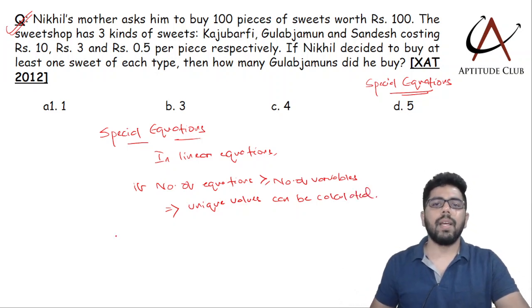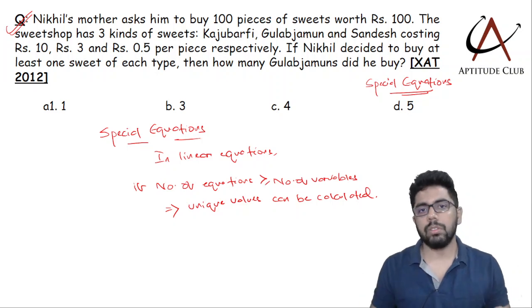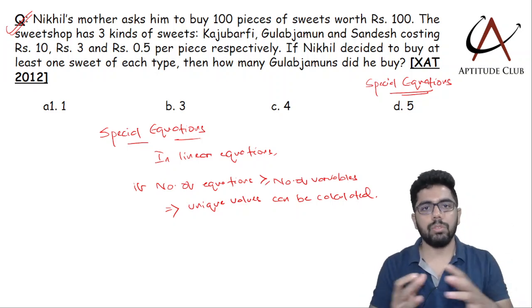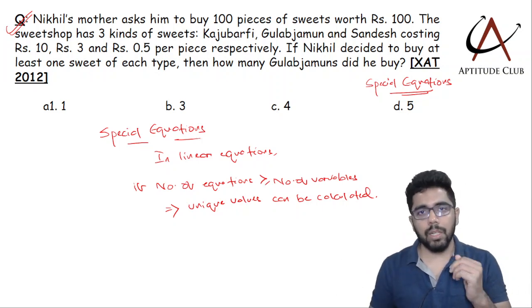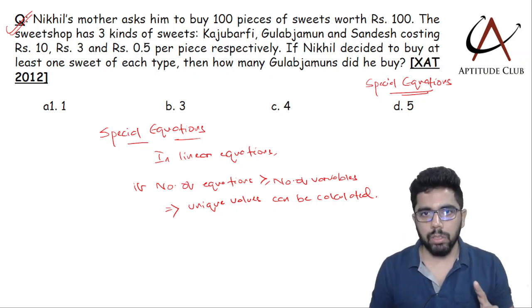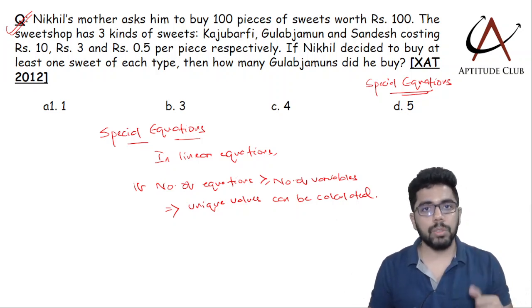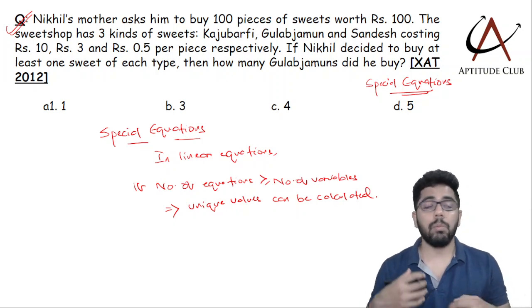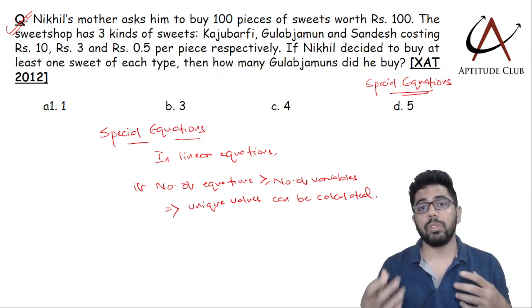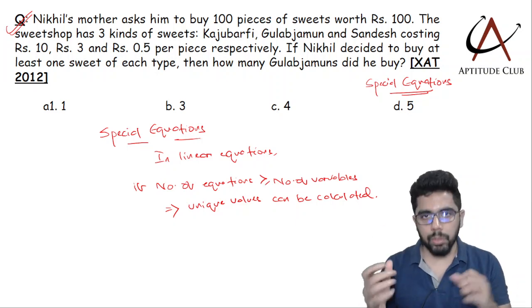For example, if I have two variables, I need two equations. Three variables, three equations. Four variables, four equations, and so on. But sometimes in questions we'll have two variables but one equation, or three variables and two equations. In that kind of situation, ideally it is not possible to uniquely say what the solution of that system of equations is.